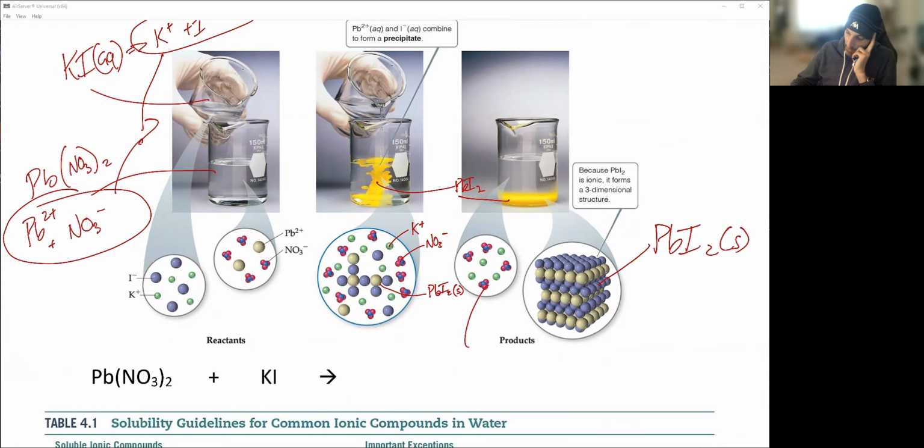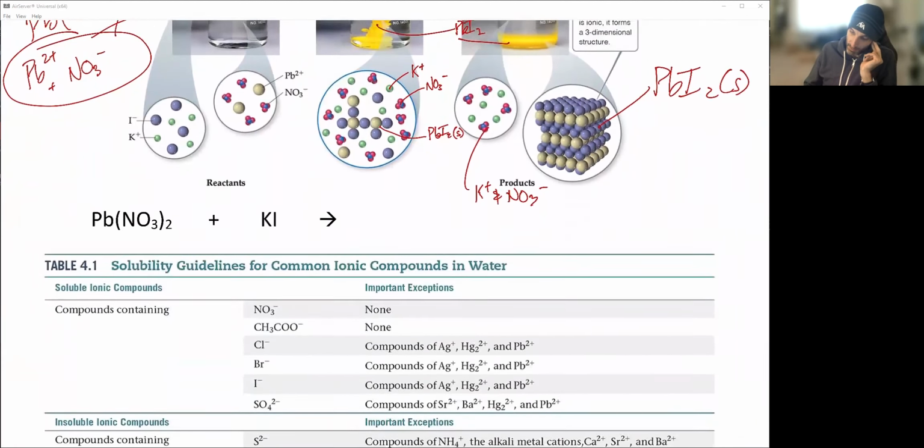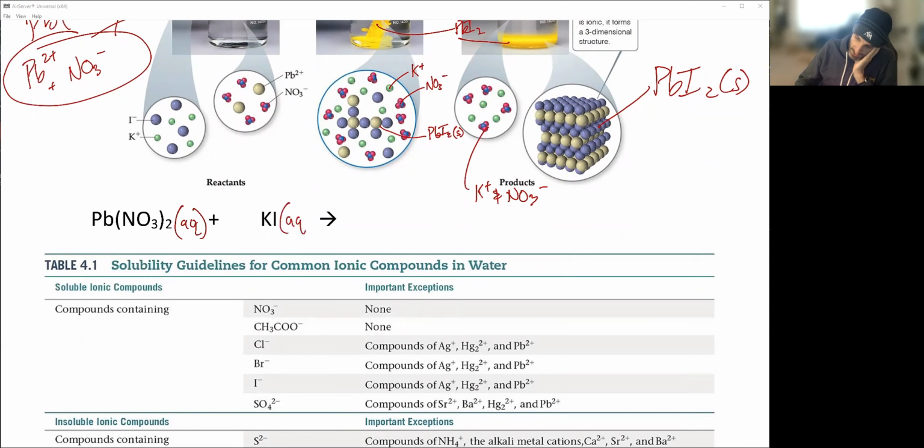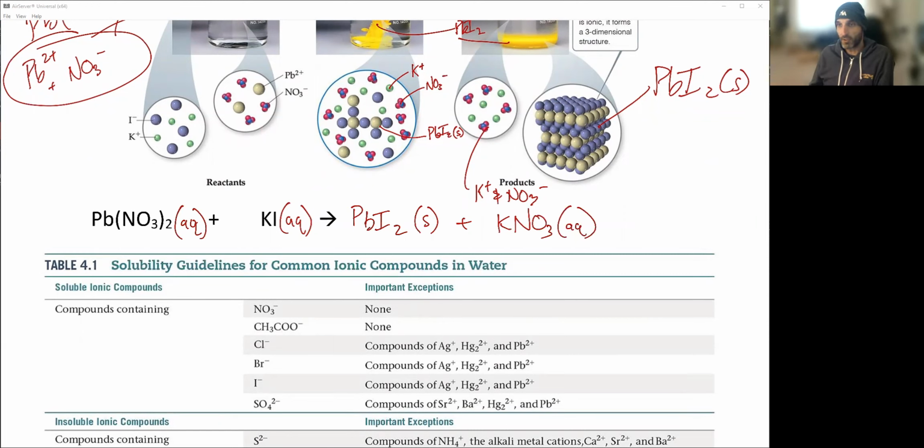And I have potassium and nitrate ions. Okay, we'll get into what we call these. So in this reaction, we noticed that lead nitrate was aqueous and potassium iodide was aqueous. We produced lead iodide, which turned out to be a solid, and I had potassium and nitrate. So we're going to combine those together and just say aqueous. It's just a shorthand for those are aqueous.